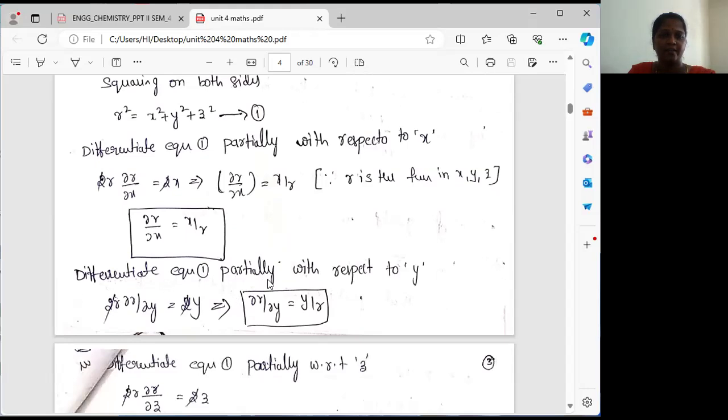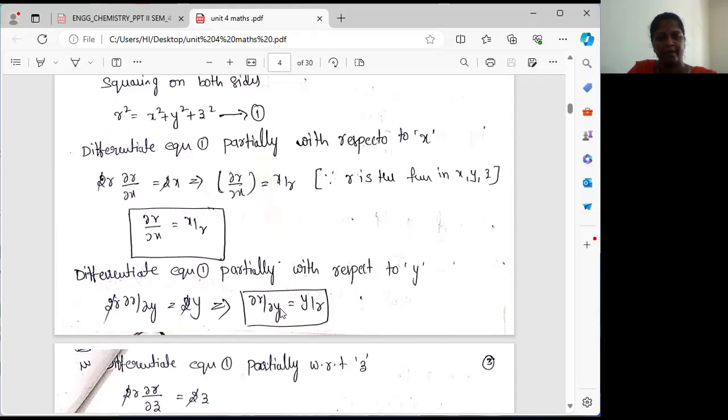Now differentiate equation 1 partially with respect to y. Since r is a function in x, y, z, differentiate with respect to y the left hand side of r square: x power n form, n into x power n minus 1, 2r, again differentiate function r, dou r by dou y. And on the right hand side, x and z are constants, so the differentiation is 0. Dou by dou y of y square is 2y.